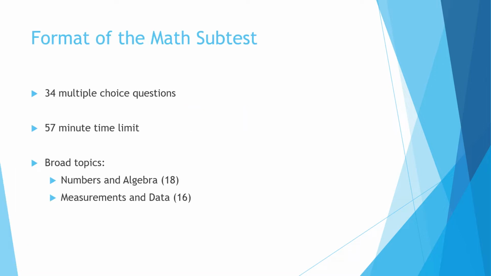The TEAS version 7 math subtest will consist of 34 questions over 57 minutes. This will give you approximately 100 seconds per question. Problems will be spread out over two broad topics, numbers and algebra and measurements and data.